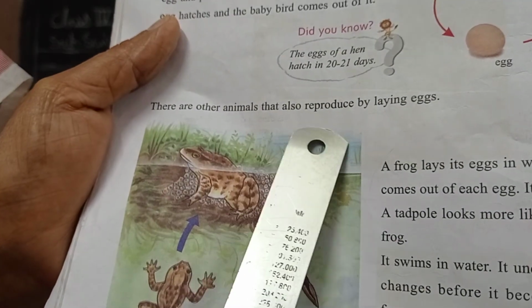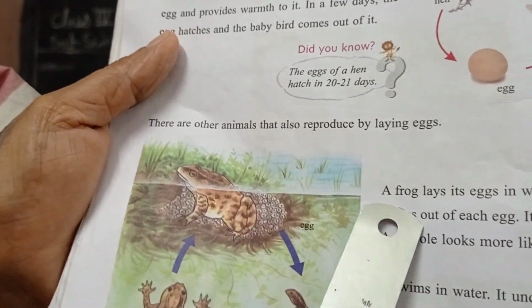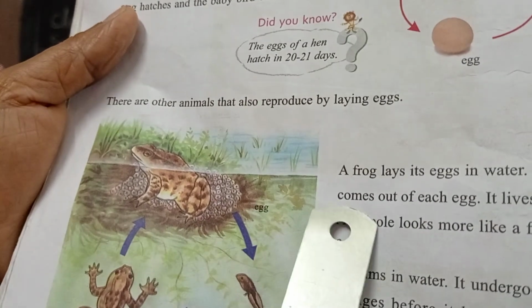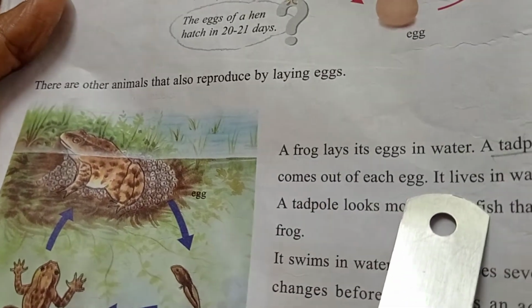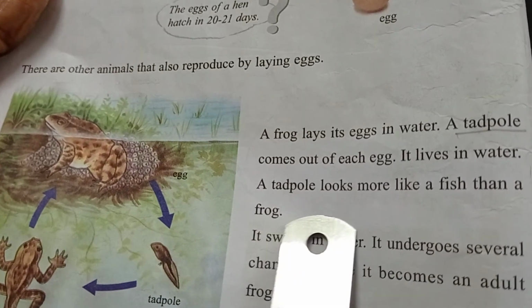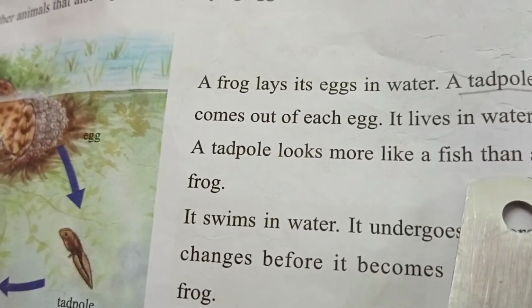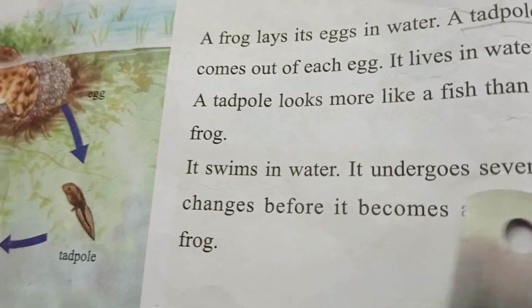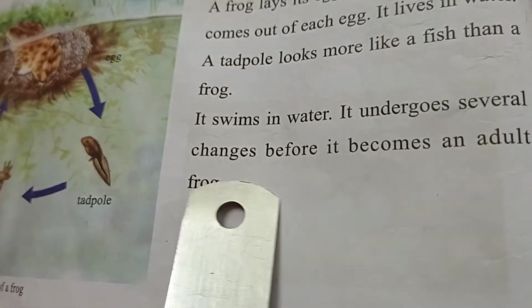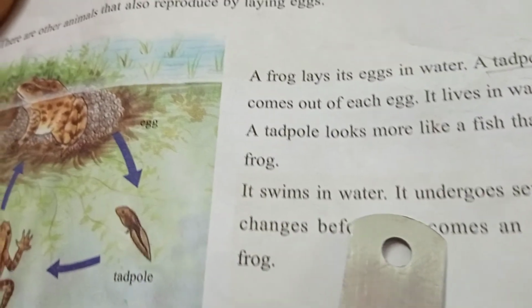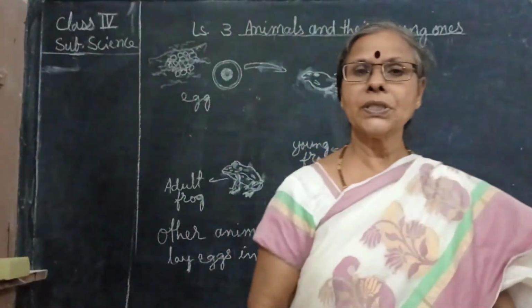There are other animals that also reproduce by laying eggs. A frog lays its eggs in water. A tadpole comes out of each egg. It lives in water. A tadpole looks more like a fish than a frog. It swims in water. It undergoes several changes before it becomes an adult frog. Adult frog. Have you understood, children?